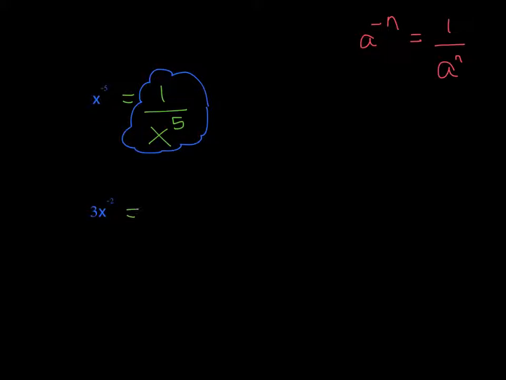On our second example, notice we have 3x to the negative 2. Well, this negative 2 only belongs to x. That 3, its exponent is positive 1. So the 3 stays on top, but that x to the negative 2 gets shifted into the denominator, which would make my exponent positive. So the simplified version of 3x to the negative 2 would be 3 over x squared.